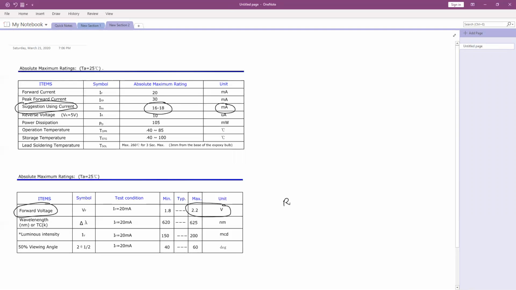So for a red LED, we have generally about 1.8 to 2.2 volts. So that's why I've been saying somewhere around 2 volts for a red LED. This one just happens to be a little bit on the higher end, so it's a 2.2 volt red LED. Okay, so that's our information on the red LED from the data sheet.